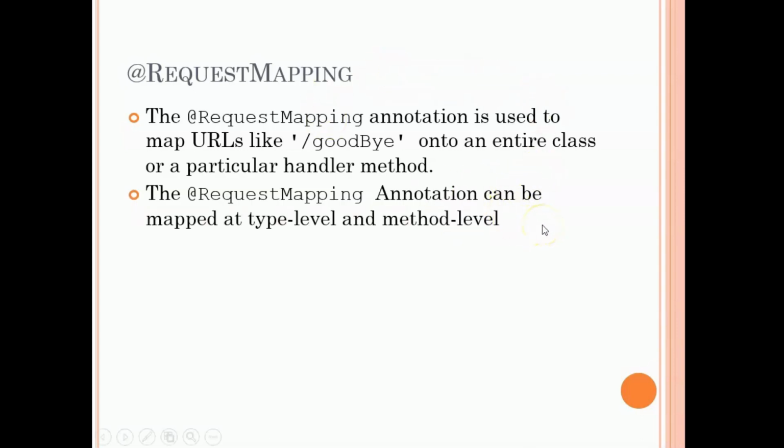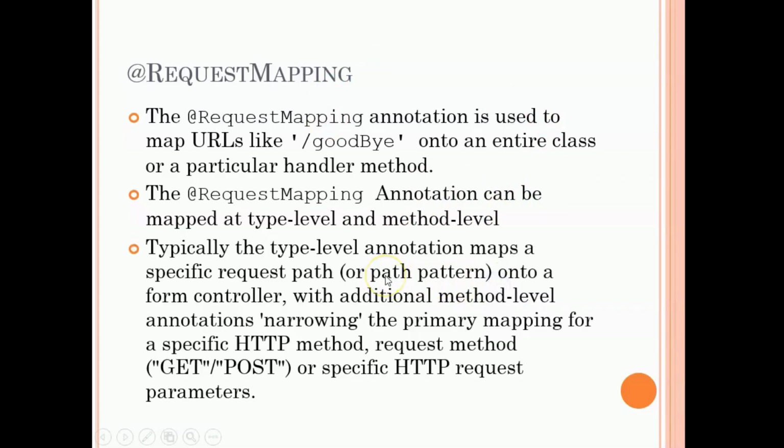And this request mapping annotation, as I said, can be mapped at type level and method level both. Typically the type level becomes a part of the path, a specific request path or path pattern for a controller. And the method level then further narrows it down to a specific request, a GET or a POST request that has come from the client, or any other specific HTTP request for that matter, and that is what it directly maps to. So the one at the type level is more of a path pattern, or you can say a part of the path pattern, whereas the one at the method level is a more specific one. It is the actual request that we are asking for.